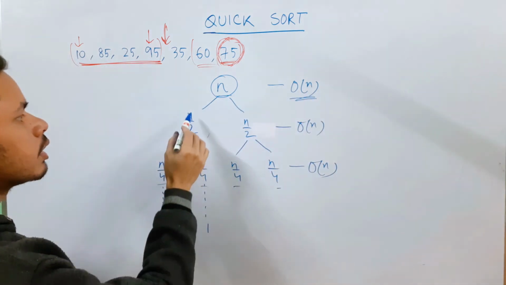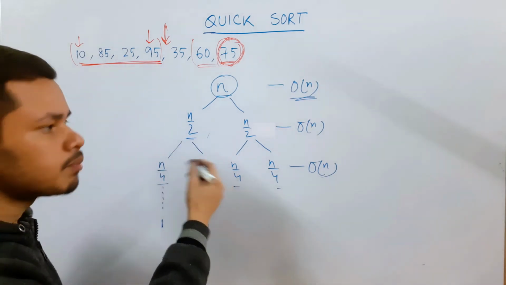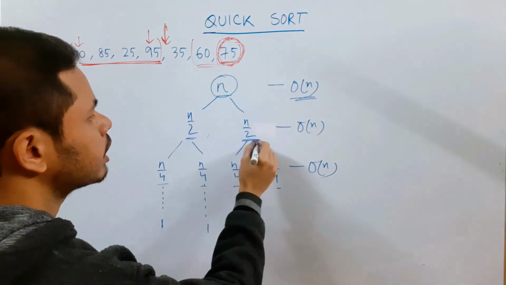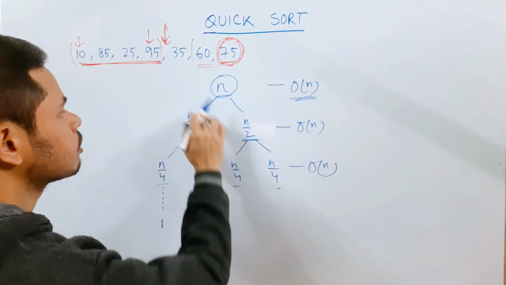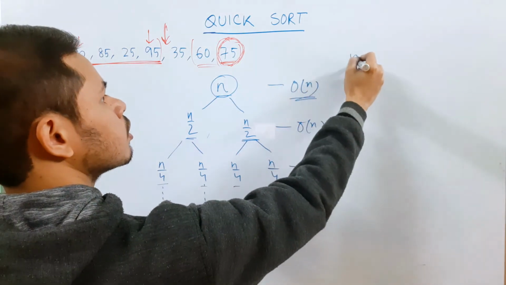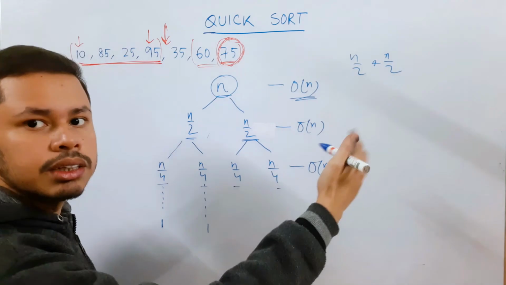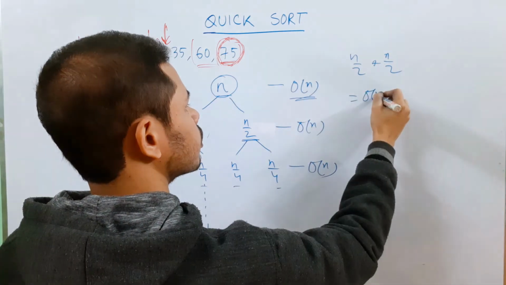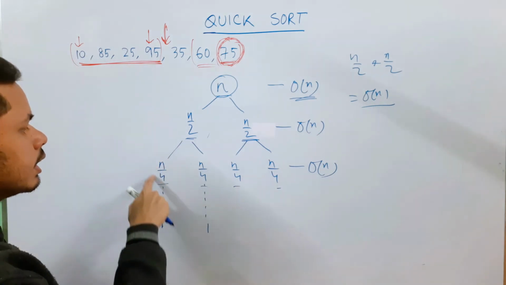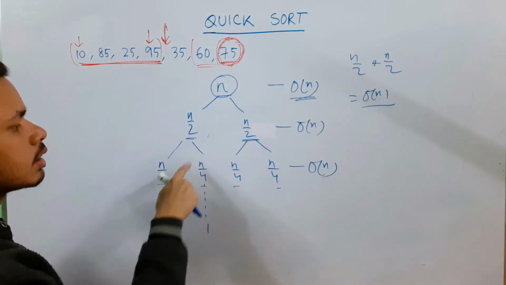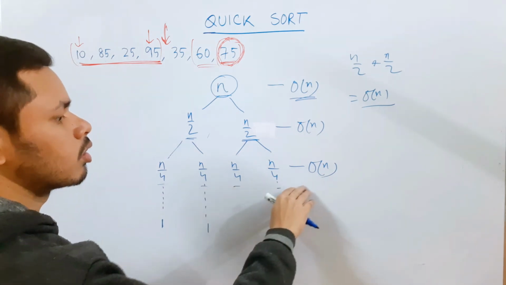Now the partition method in this step will require checking all n by 2 elements plus checking these n by 2 elements also for this partition method. So this partition method will require n by 2 and this requires n by 2. So the overall complexity will remain the same, order of n in every step. In this case it requires n by 4, and in this case it requires n by 4. So the total time complexity at each level will be order of n.